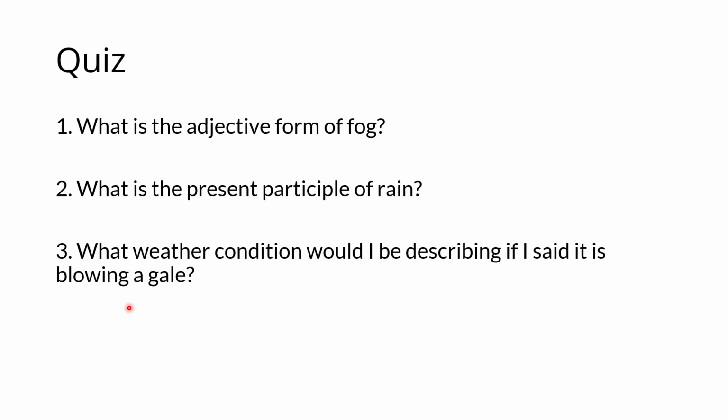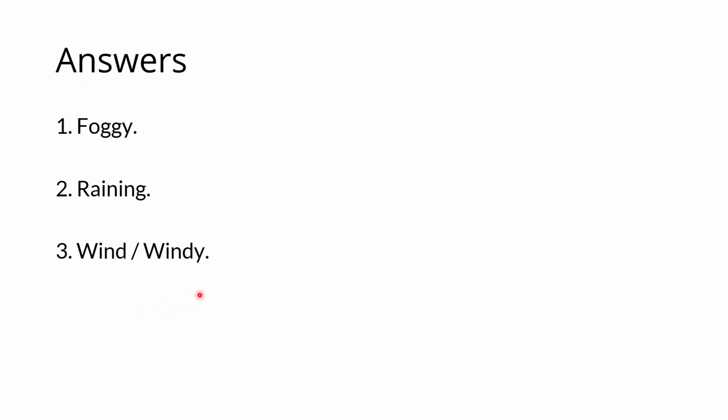And that's your minute up. So let's go on to the answers now. So the first answer is the adjective form of fog is foggy. The present participle of rain is raining. And we have wind or windy. So if we say it's blowing a gale, that means that it's windy or that there's a strong wind.